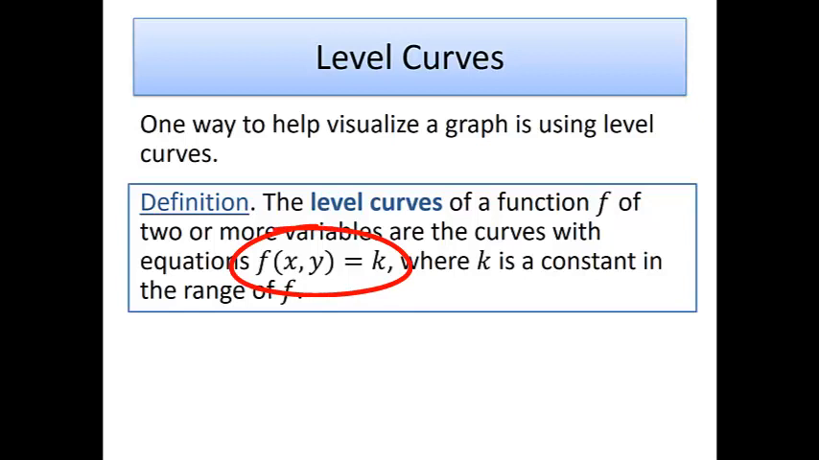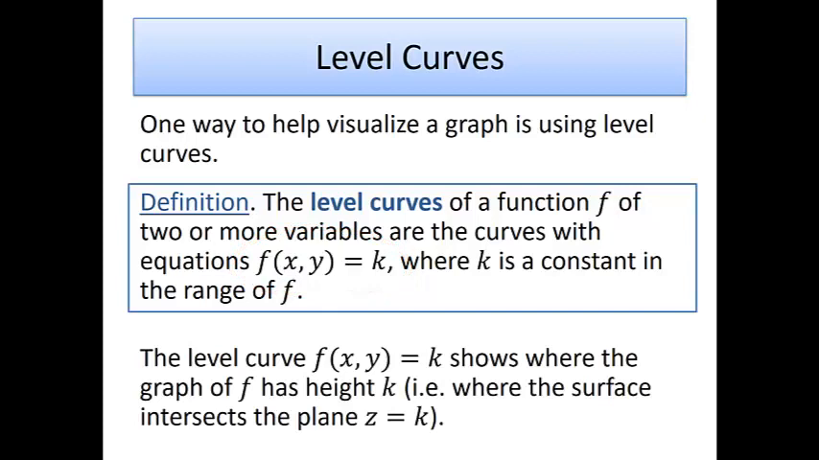Now, the level curve f of x, y equals k is showing us where the graph of f has a height of k. In other words, it's showing us where the surface is intersecting the plane z equals k. To get a better picture of this, let's hop over to GeoGebra.